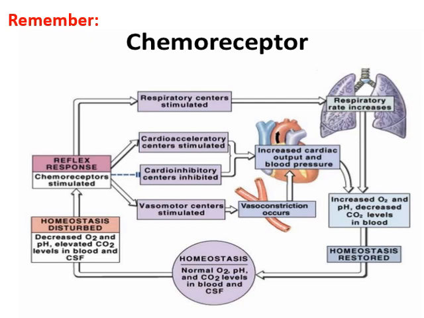For the respiratory center, the response will be increase in the rate of breathing. So both the effects, increase in the respiratory rate and increase in the cardiac output and total peripheral resistance, increase in the arterial blood pressure, will lead to increase in the oxygen and pH of the blood, decrease in the carbon dioxide level. This will correct the homeostatic state and it is restored back to the normal level.